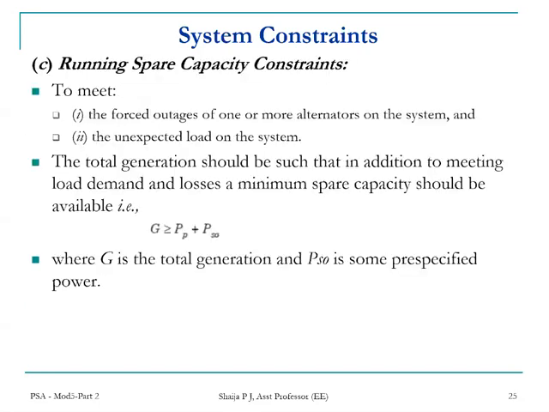Next is the running spare capacity constraints. Running spare capacity constraints are there in order to meet the forced outage of one or more alternators on the system, and the unexpected load on the system. These two conditions can be met with the running spare capacity being stored, because to start a spare thermal unit, a standby unit, and to bring it on steam to take up that load will take several hours, say 2 to 8 hours.